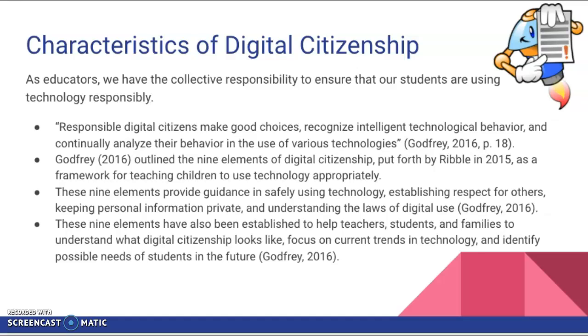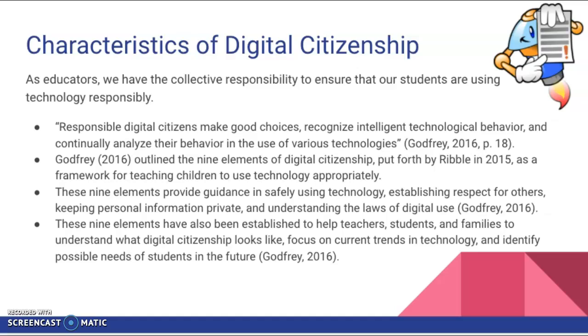And I'm going to refer to an article by Godfrey in 2016. So we know as educators, we have a collective responsibility to ensure that all students are using technology responsibly. So Godfrey states that responsible digital citizens make good choices, recognize intelligent technological behavior, and continually analyze their behavior in the use of various technologies.